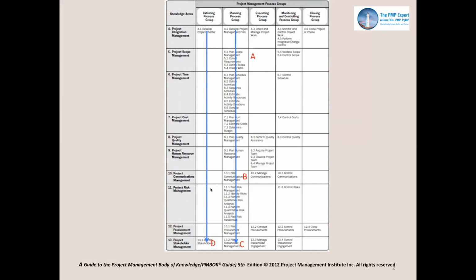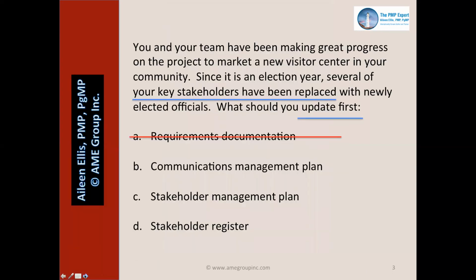Again, the question asked, which one would you update first? I would update an item related to initiating before I would update items related to planning. Therefore, when I look at the question, answer A, B, and C all come from the planning column. Answer D comes from the initiating column, meaning the initiating process group, and thus that is the item I would update first.